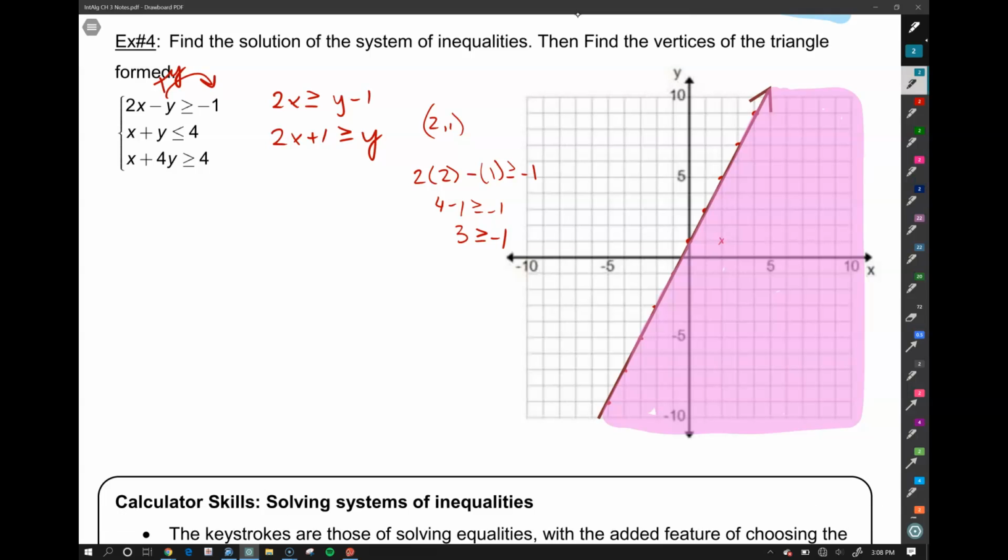All right, Kaden, how do I get this into slope-intercept form? Yep. Minus x. All right, what's my y-intercept here, Kaden? Yep. And what is the slope? -1. Is this going to be dotted or solid, Kaden? Solid.